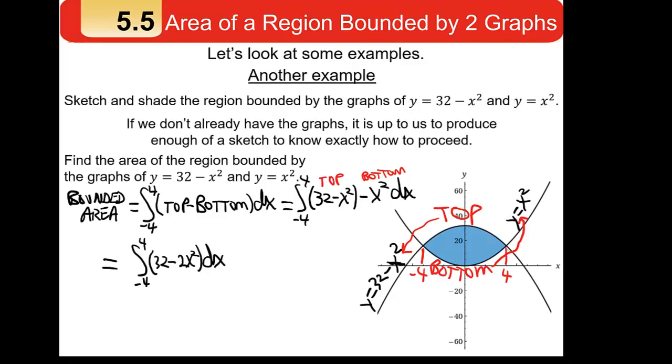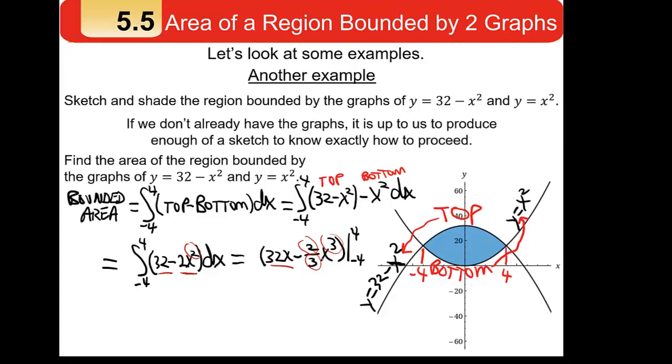Well, that's pretty easy actually, because minus x squared minus another x squared is minus 2x squared, so the integrand just becomes 32 minus 2x squared. If you integrate 32, you get 32x, and when you integrate 2x squared, remember the 2 just sits there, and then you increase the power by 1, making it a 3, and then you divide by it, so you end up with minus 2/3 x cubed, and you're evaluating from minus 4 to 4.